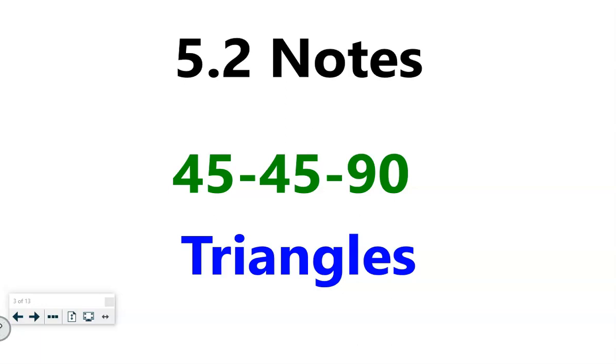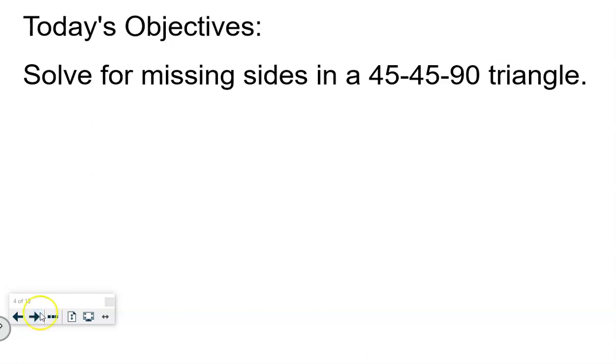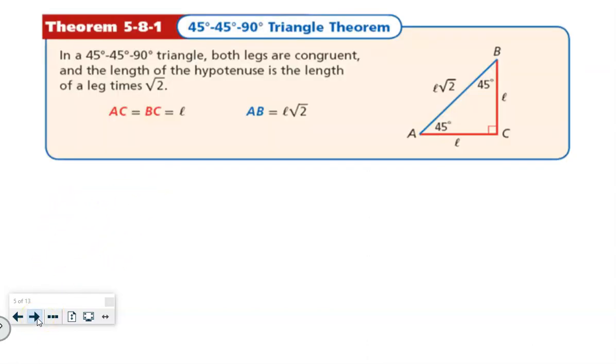So in this video today, we're going to go over the 45-45-90 triangle and the properties of it. Today's objective is solving for missing sides in a 45-45-90 triangle. First of all, we're going to talk about the theorem of how we solve these, okay?